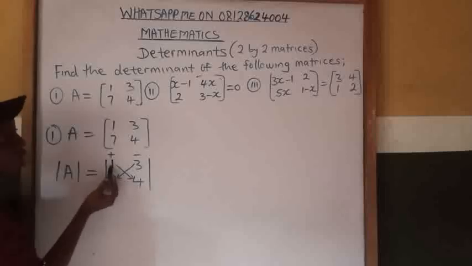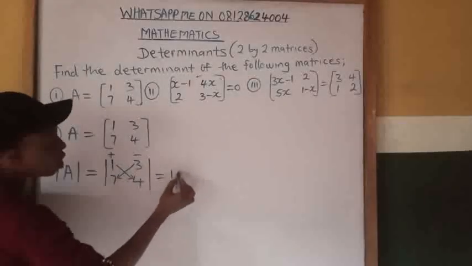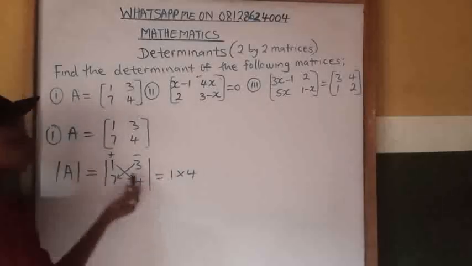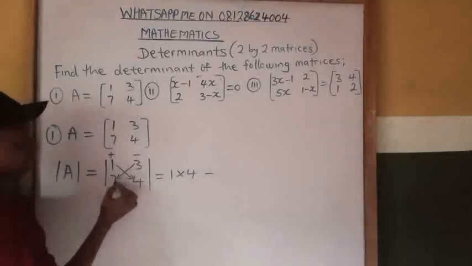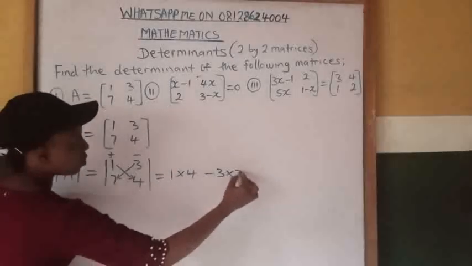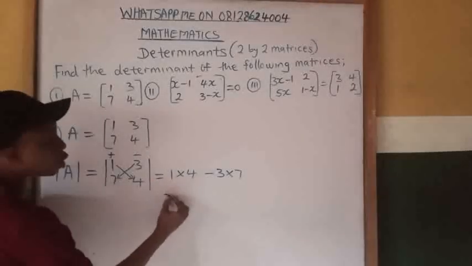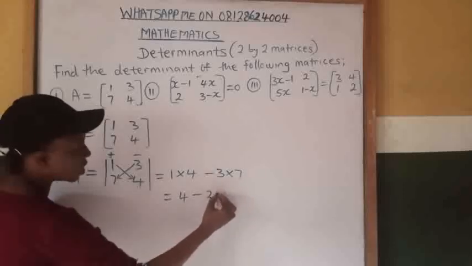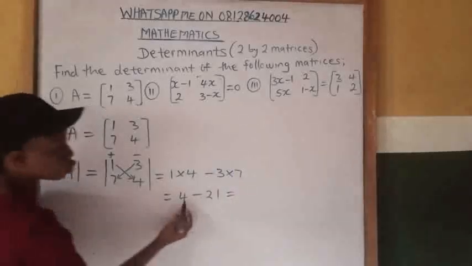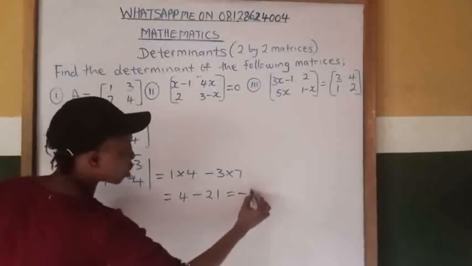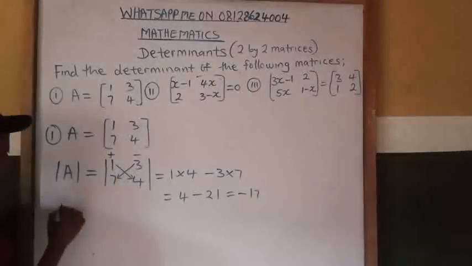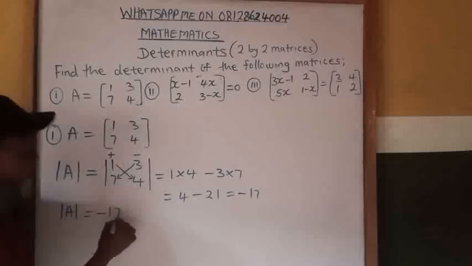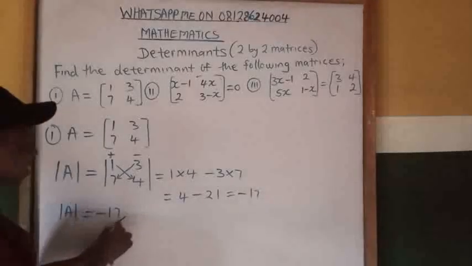So now 1 times 4. Don't forget that our 1 is positive. 1 times 4, then minus 3 times 7. 1 times 4 will give us 4, then minus 3 times 7 will give us 21. So 4 minus 21 will give us minus 17. So the determinant A is equal to minus 17. This is the final answer.